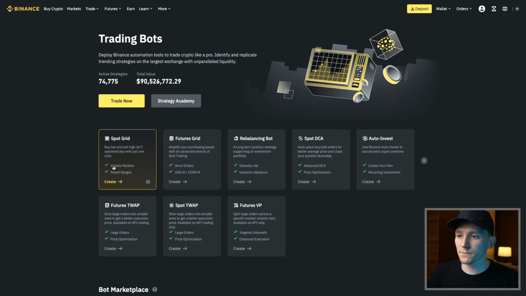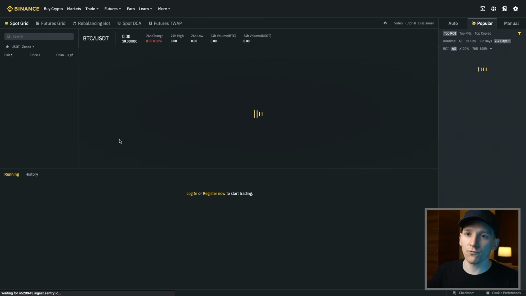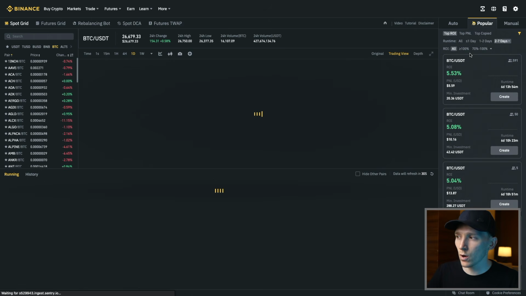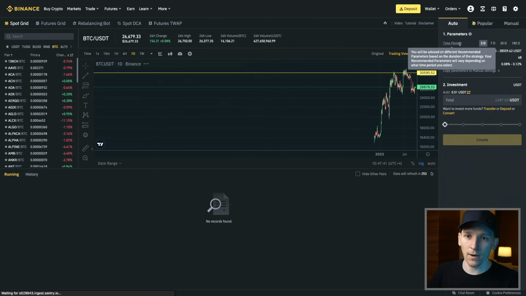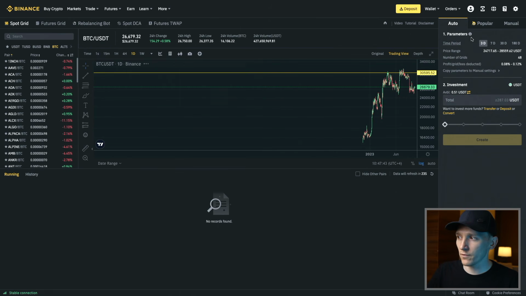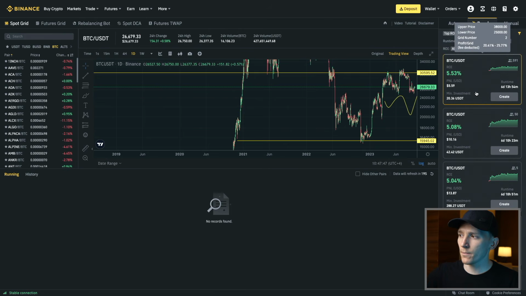Firstly though, we're going to look at spot grid trading bots. So click this one, go through to that page, and you'll see that you go through to the trading system. On the right hand side is really where we can change all of the parameters of the bots and how they actually work, including auto. So you can just let the Binance system give you all of the parameters. You can sort everything manually, and then you can look at popular bots as well.